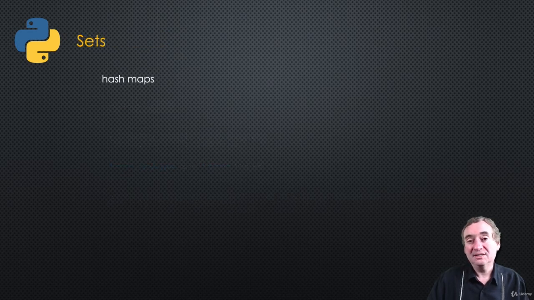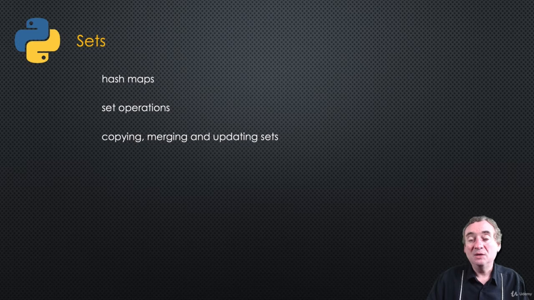Then we'll look at sets, and as we'll see, sets are actually hash maps as well. You can think of them as specialized kinds of dictionaries. So we'll talk about set operations. We'll take a look at some very simplistic set theory, things like unions and intersections, complements, the empty set, things like that. Then we'll take a look also at copying, merging, and updating sets, and we'll see that there's a lot of commonality with dictionaries, because essentially they're the same thing.